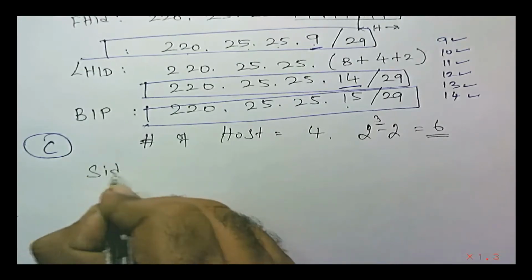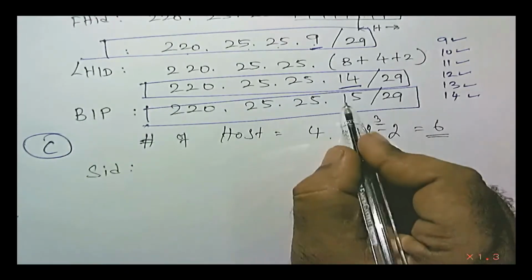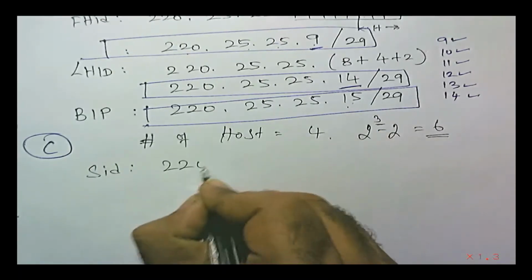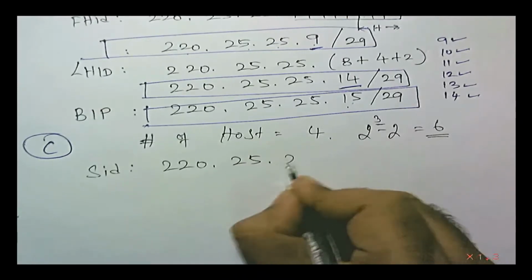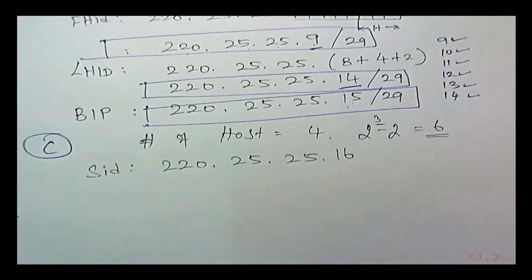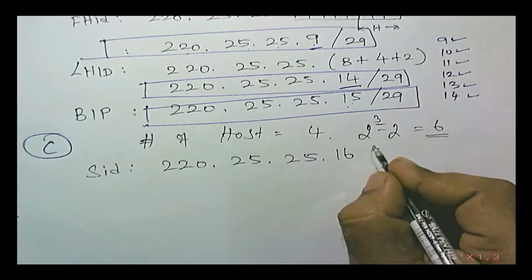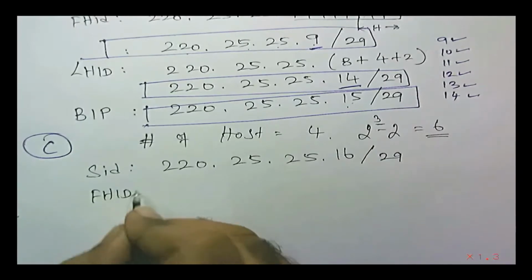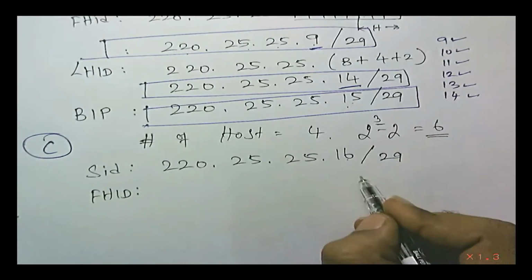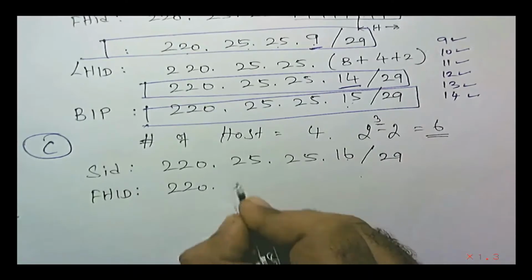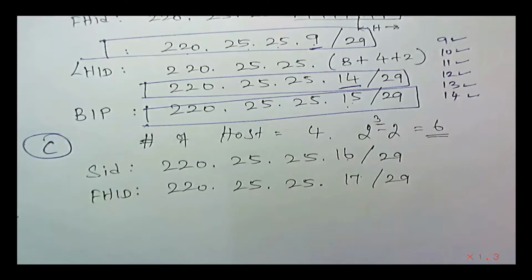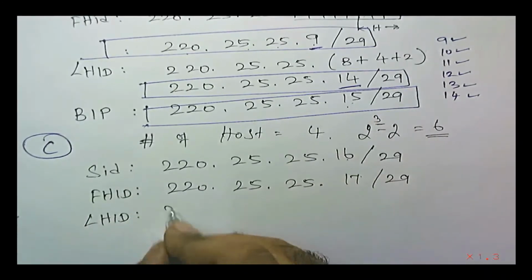Subnet ID, directly I am going for the subnet ID. So we finished here at 15, so we have to take the next one as 16. So 220.25.25.16. Now you can write it directly. This is going to be /29. This is your subnet ID. Now the first host ID. What does the first host ID mean? This plus 1. So 220.25.25.17. So this is going to be your first host ID. Then the last host ID. What does the last host ID mean?